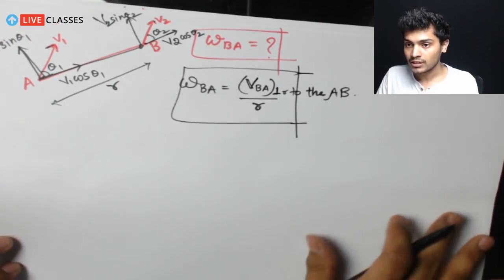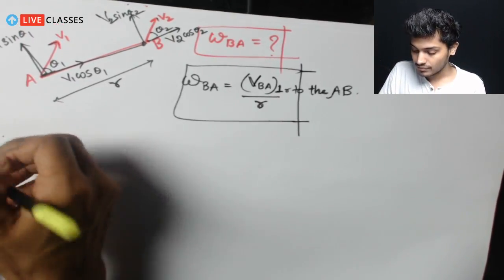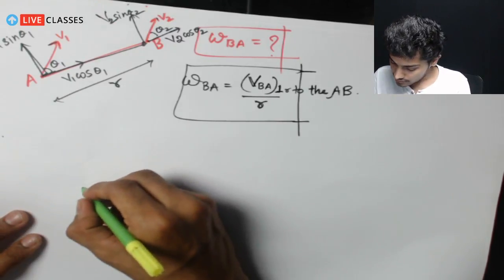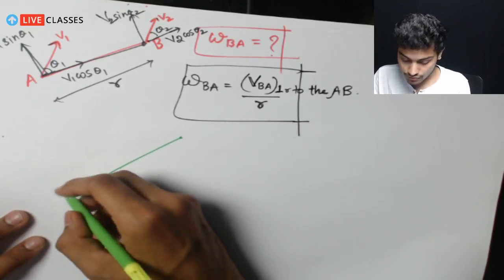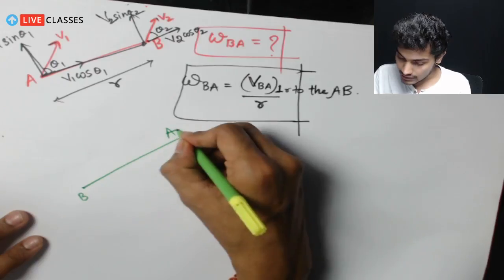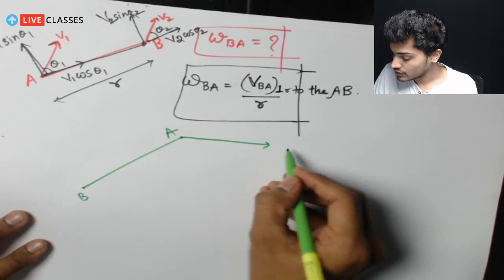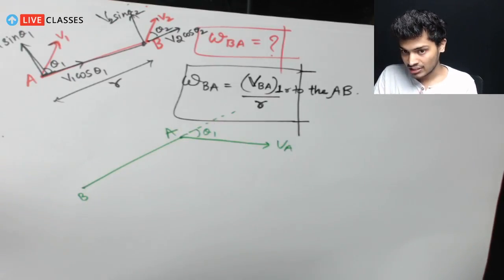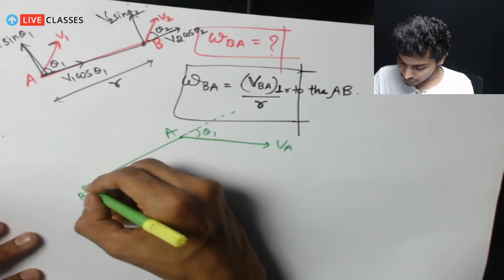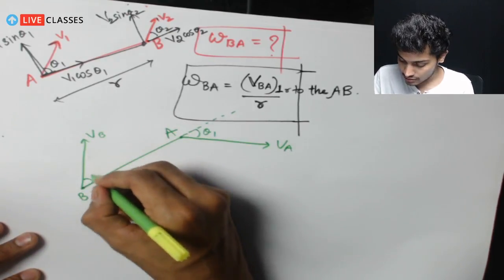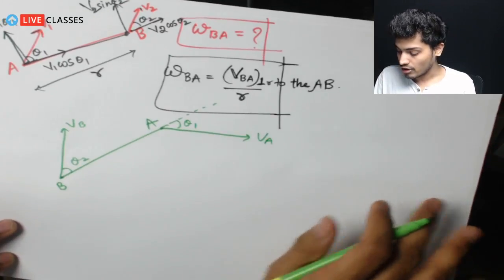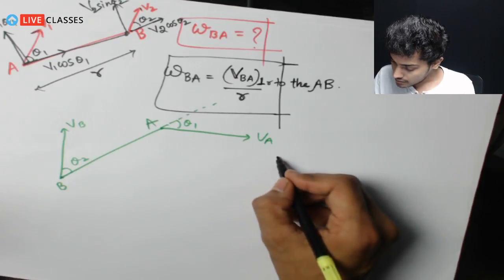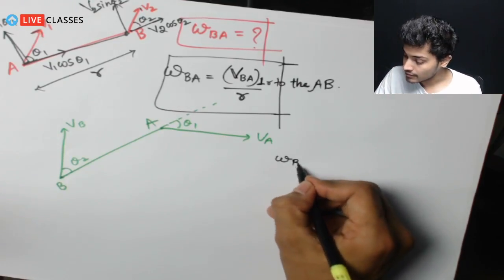This is the general method. Let's see one problem here. Suppose there is B and here is A, and A is moving in this way with velocity VA, making theta 1 with the line joining their centers, and VB is moving along this direction with VB, right? Here we have to find omega BA.